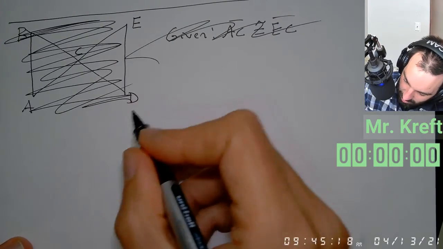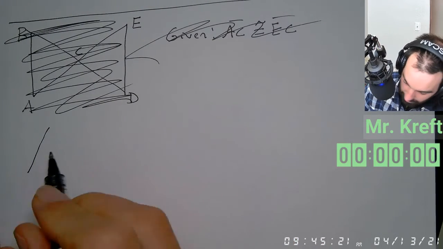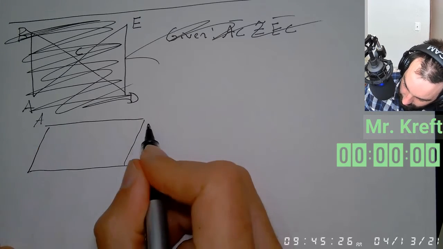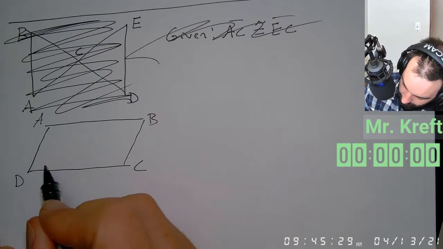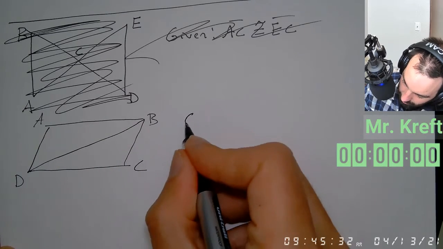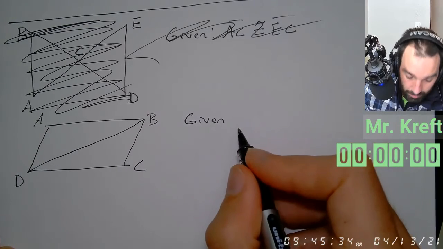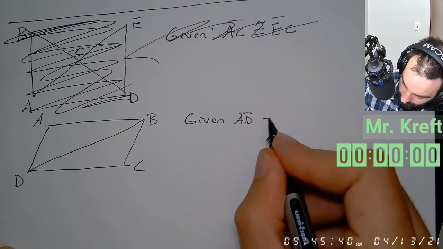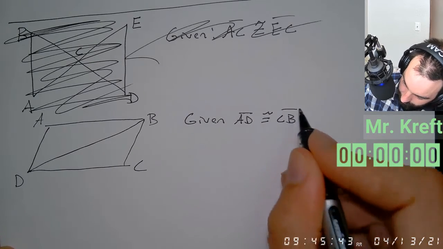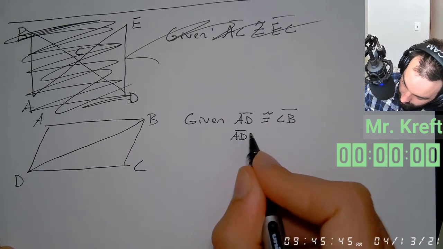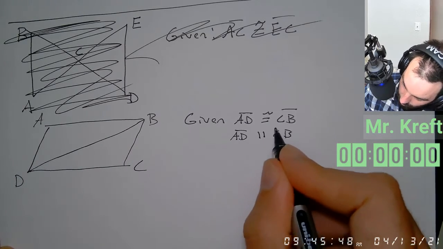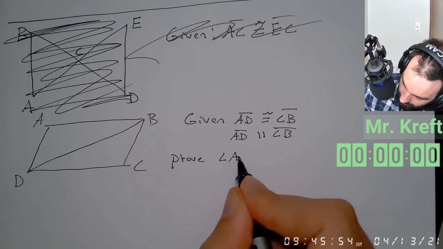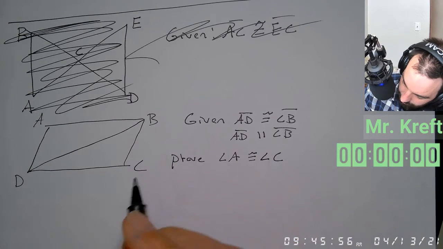Okay, so let's try this again. I know we've done one like this, but this is the proof I meant to do. Let's do A, B, C, and D. But the givens are going to be a little bit different here. So given, we're going to have segment AD is congruent to segment CB. And we're going to have segment AD is parallel to segment CB. So very similar startup, but a different proof. And we're going to prove that angle A is congruent to angle C.